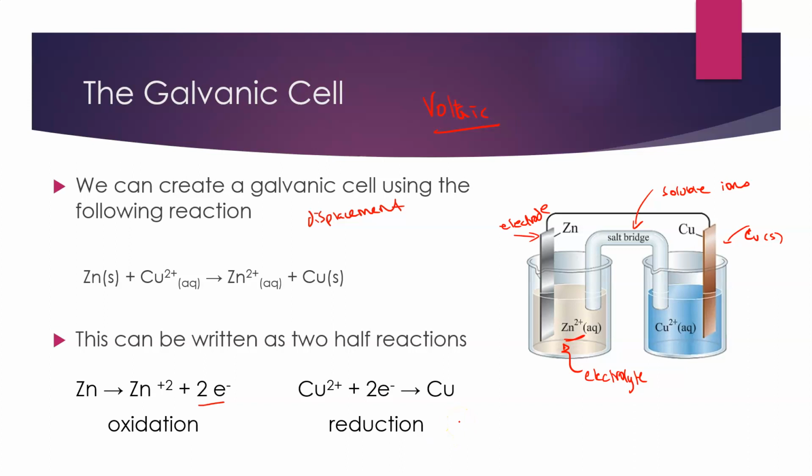So these two half equations, placed into two different vessels and then connected by an external circuit or wire, this one here, give us what we call a galvanic cell. So we need two redox half equations in the half cells that will spontaneously react, connected by an external and an internal circuit.